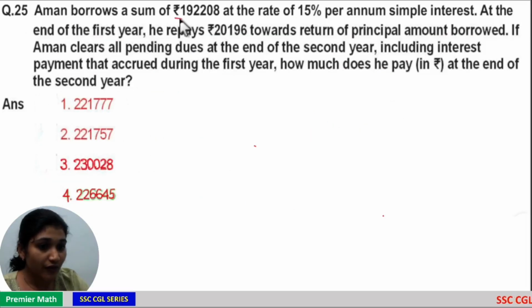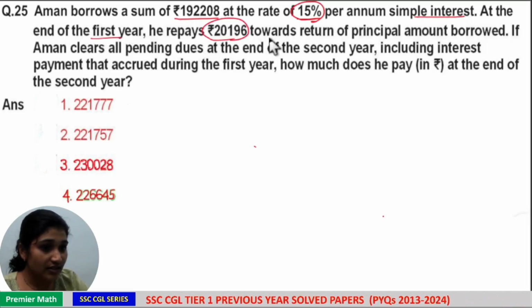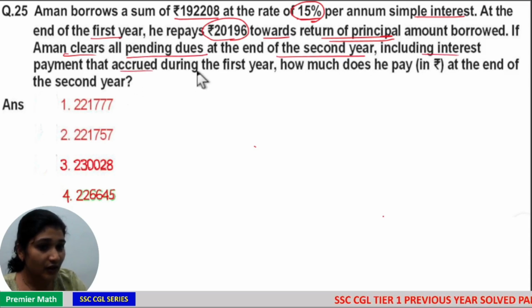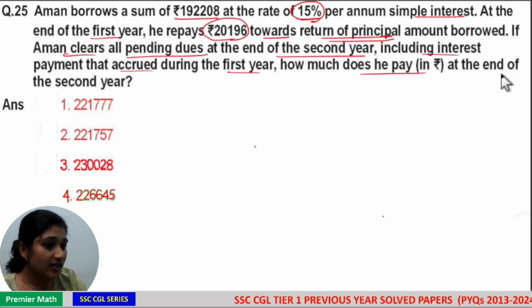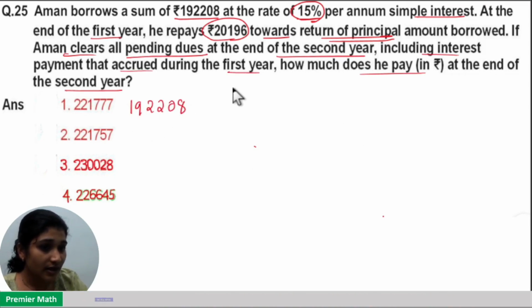Aman borrows a sum of 1,92,208 at the rate of 15% per annum simple interest. At the end of first year, he repays 20,196 towards return of the principal amount borrowed. If Aman clears all pending dues at the end of second year, including interest payment that accrued during first year, how much does he pay at the end of second year? Here, what he borrowed is 1,92,208 rupees.